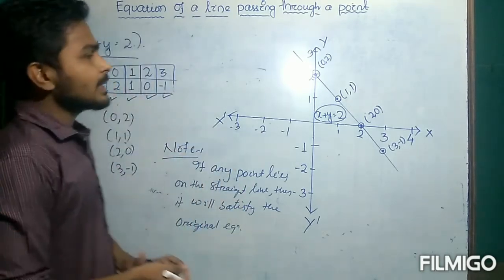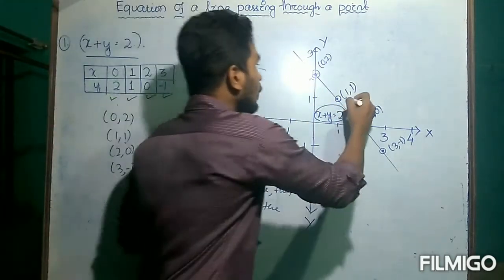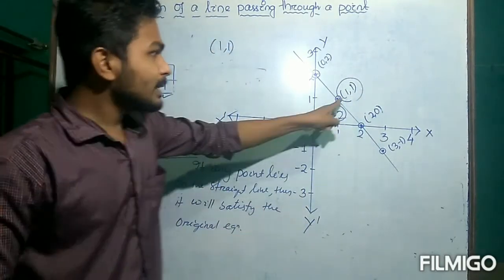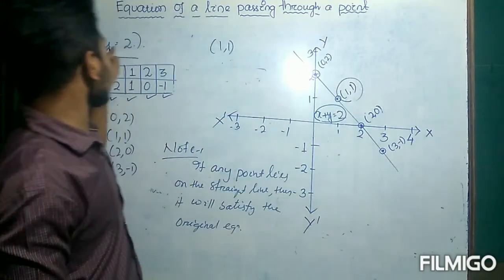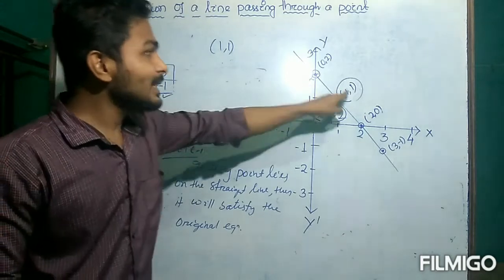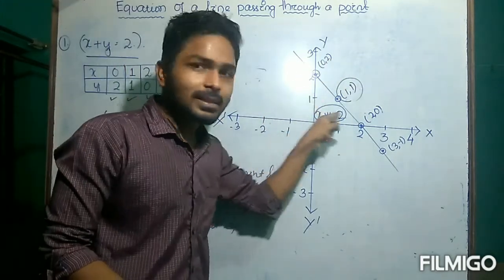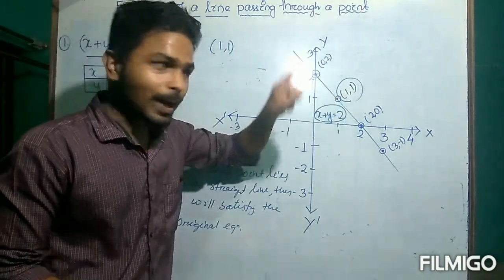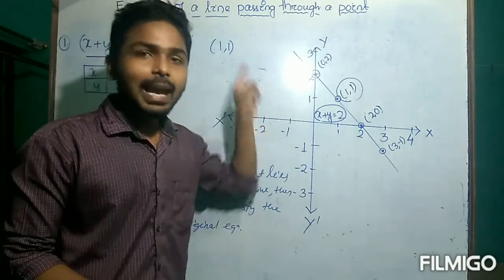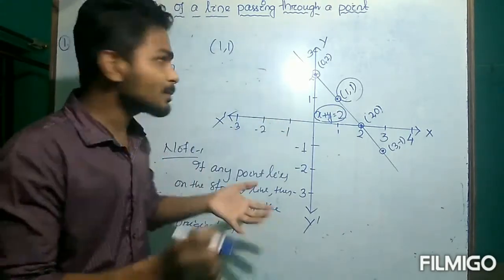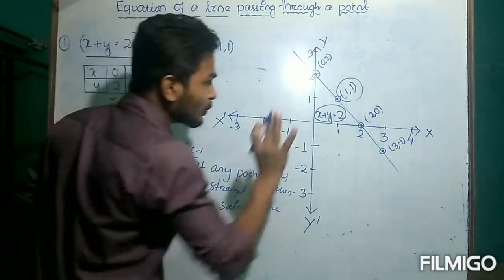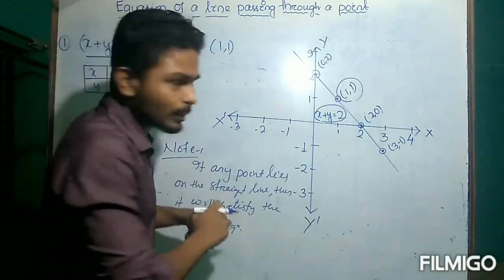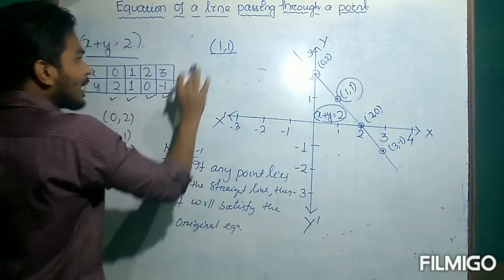It means, see, on this straight line (1, 1) is a point. Then according to the concept, this point should satisfy the equation x plus y is equal to 2. It means this point will be the solution for this equation. That means if you put x is equal to 1 and y is equal to 1 in the original equation, then you get LHS is equal to RHS. Let's prove it. We have to prove whether (1, 1) is a solution of the equation x plus y is equal to 2 or not.